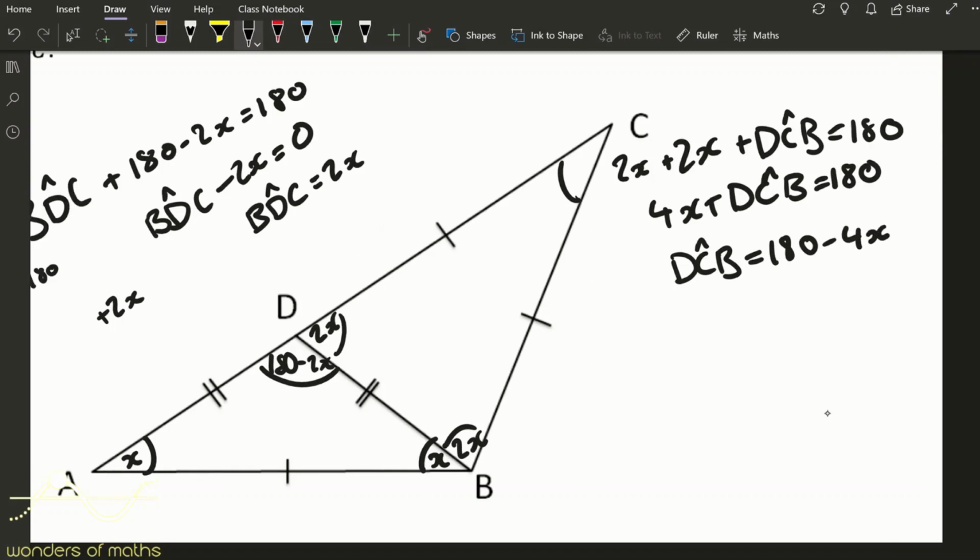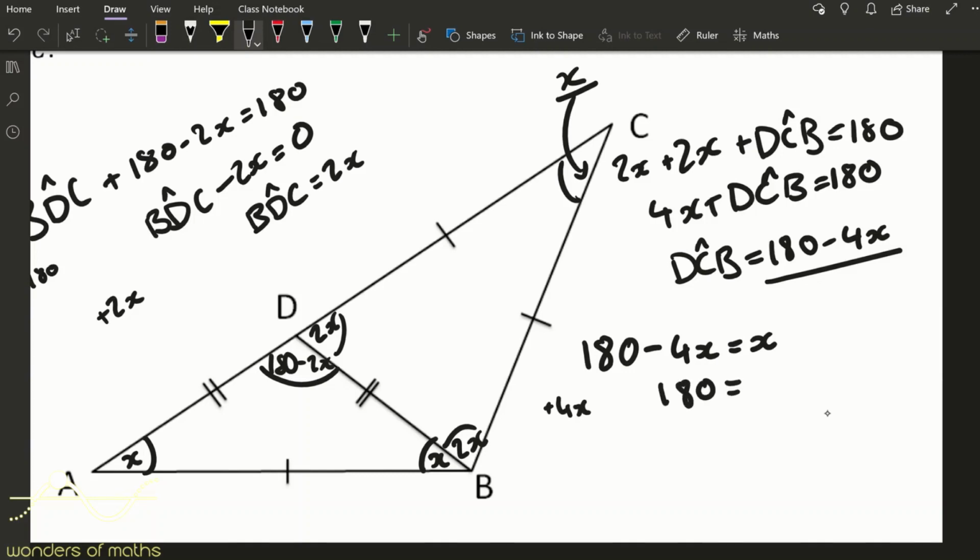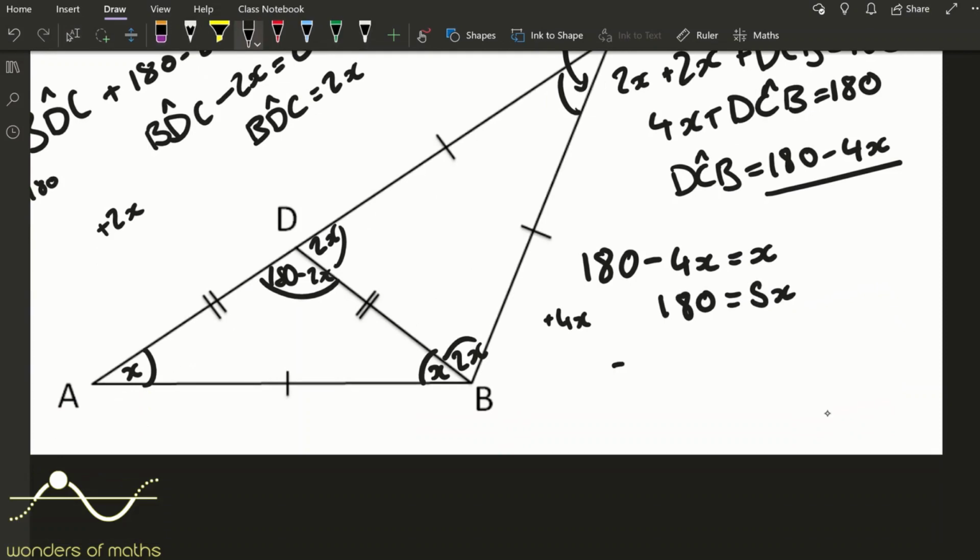As we are told in the question, the triangle ABC is isosceles, which means that the angle BCD is also x, as the angle BAC is x. Which means that we know that 180 minus 4x has to equal x. We have the equation 180 minus 4x equals x. We add 4x to both sides, giving us 180 equals 5x. And finally, we divide both sides by 5 to give us x equals 36.